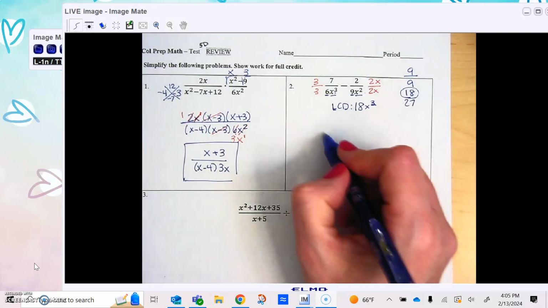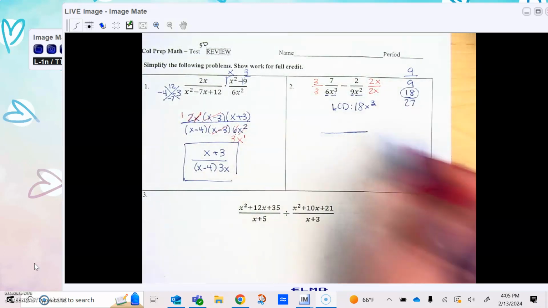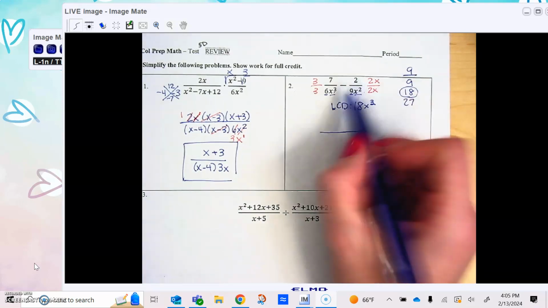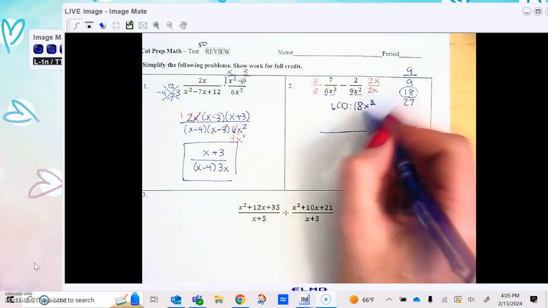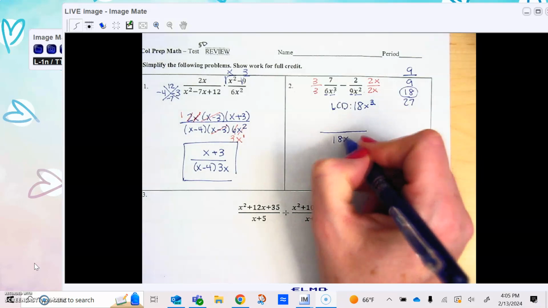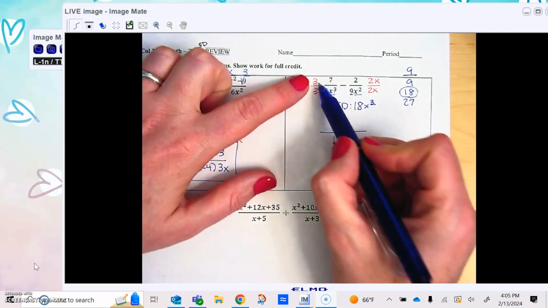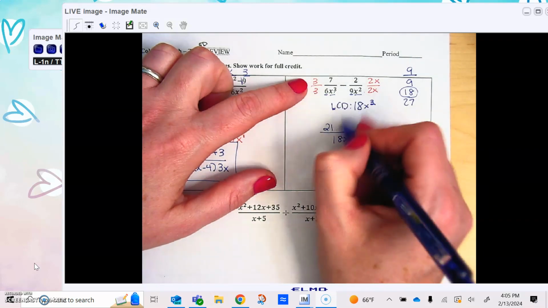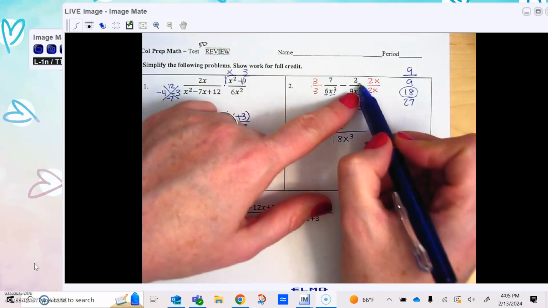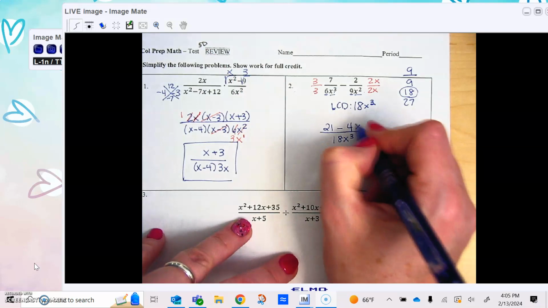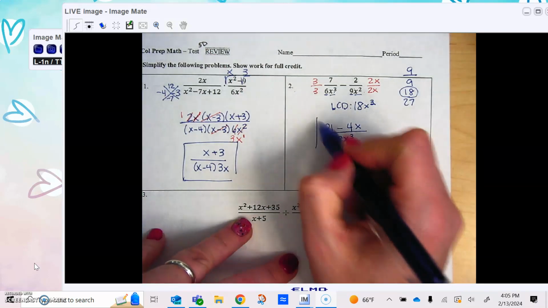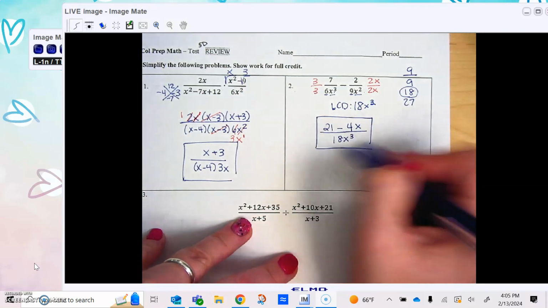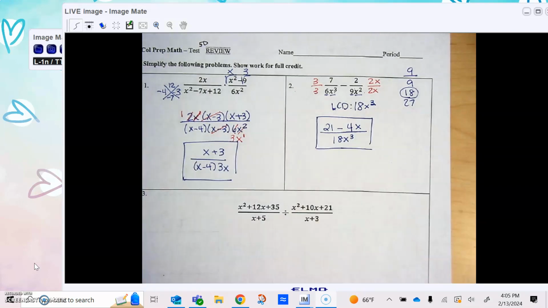So in the next step, I'm going to combine everything while I'm doing my math. So I'm going to combine these two fractions, but they're going to have the same denominator, 18x cubed. And then these numerators, 3 times 7 is 21. Minus comes from the problem. And then 2 times 2x is 4x. And you want to check here if you can factor and simplify. We can't, so it's just going to stay like this.